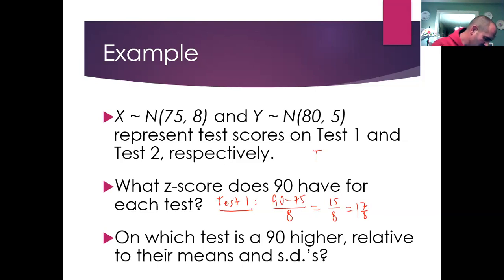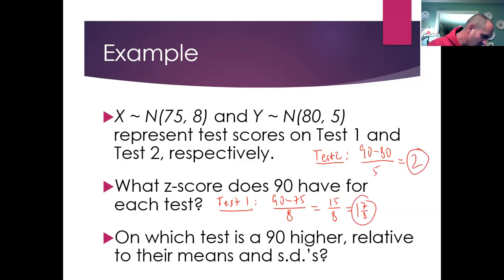Okay, let me put that up here. What about test 2? Well, what would happen? You would go 90 minus 80, right? So right, our x is 90. So you go 90 minus the mean over the standard deviation. And what do I get? Well, I get 2, because that's 10 over 5, which is 2.